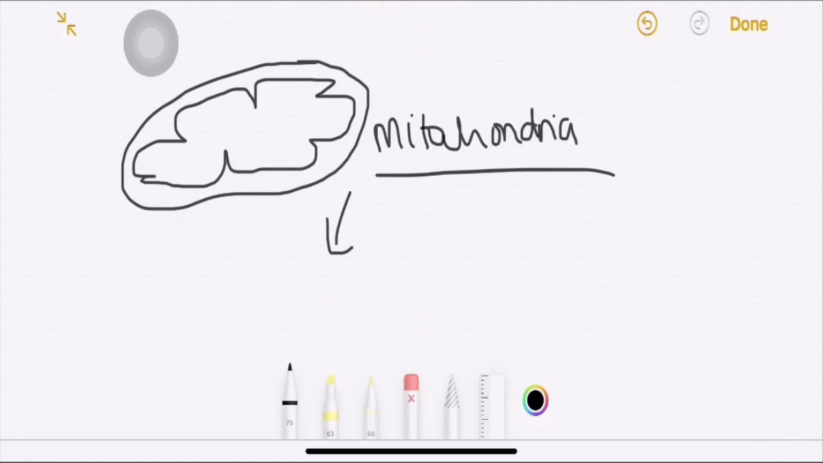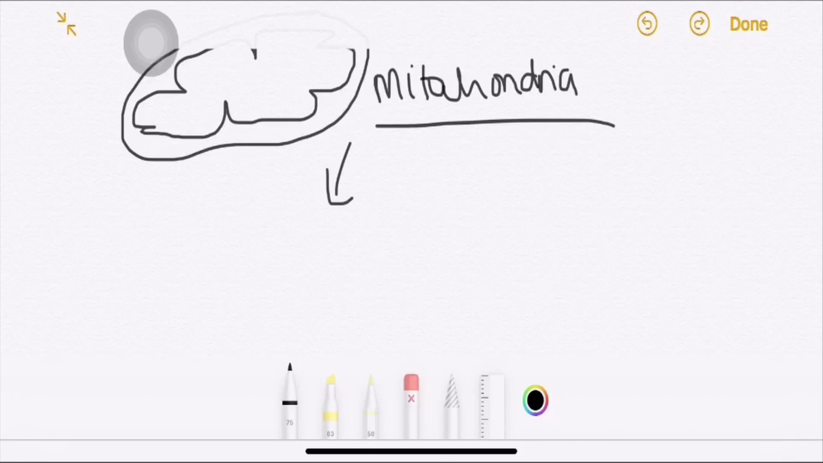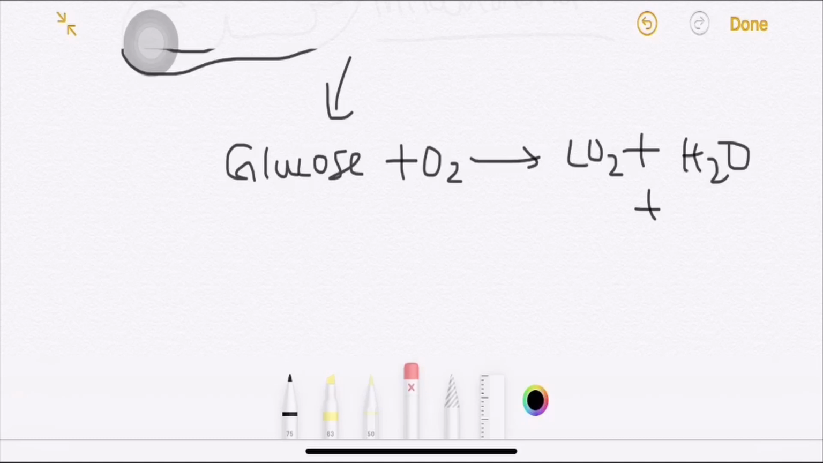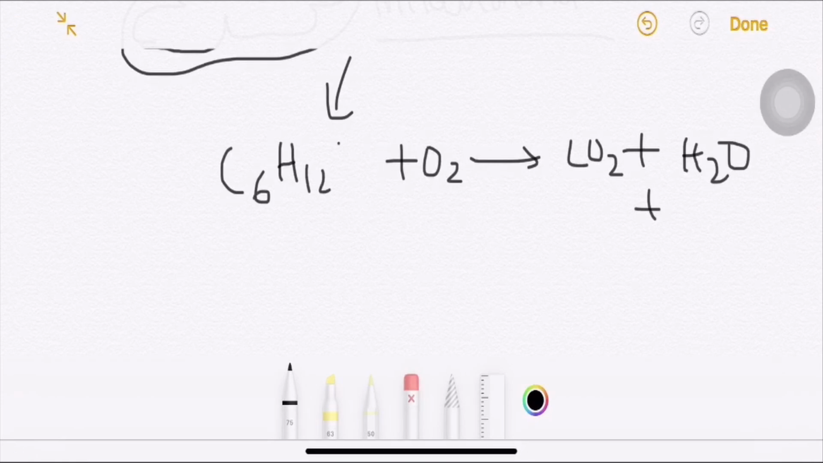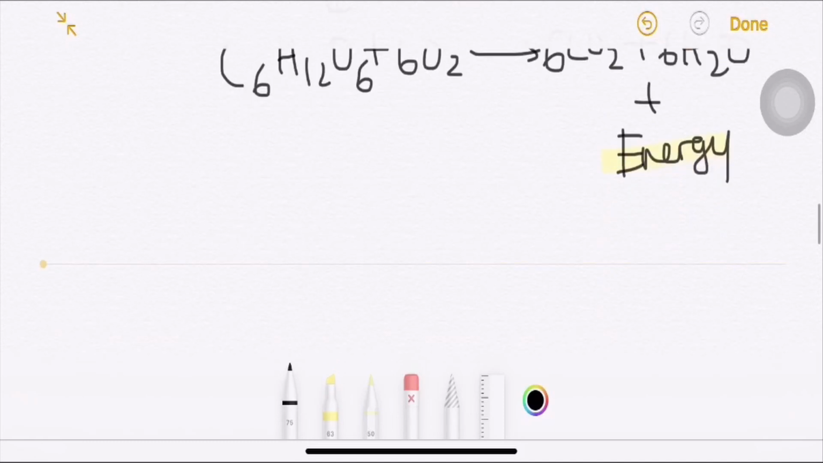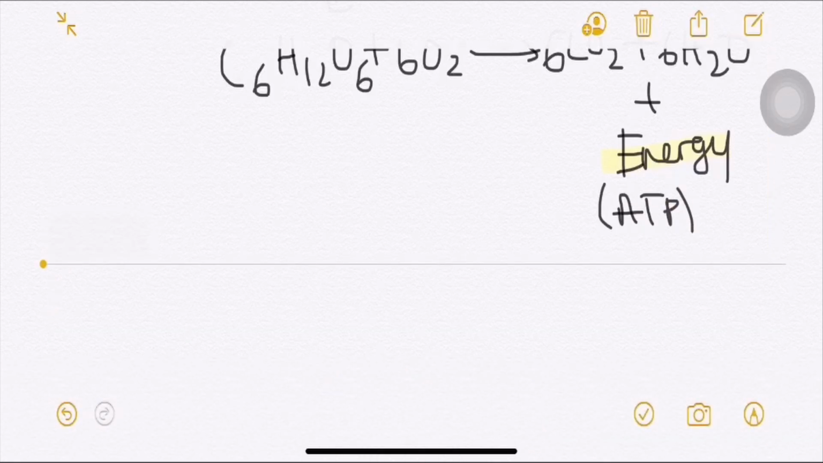We know the mitochondria as the powerhouse of the cell, providing energy. In correct terms, it carries out the reactions of respiration. That means glucose reacts with oxygen to give out carbon dioxide. To make it accurate, I'm going to replace glucose by its formula, C6H12O6, which also means I have to balance the equation: C6H12O6 plus 6O2 gives 6CO2 plus 6H2O plus energy. The most important part here is the energy that is given out. The energy is in the form of something called ATP, also known as adenosine triphosphate.